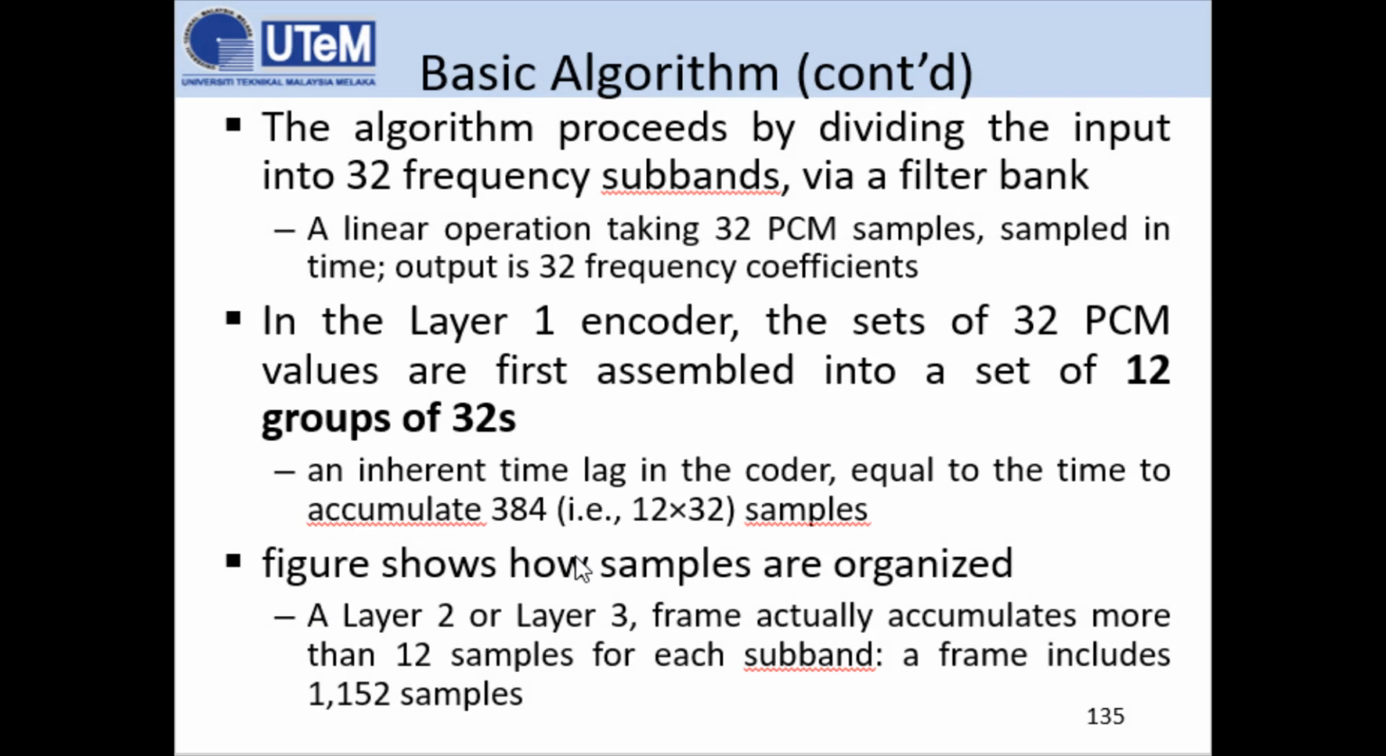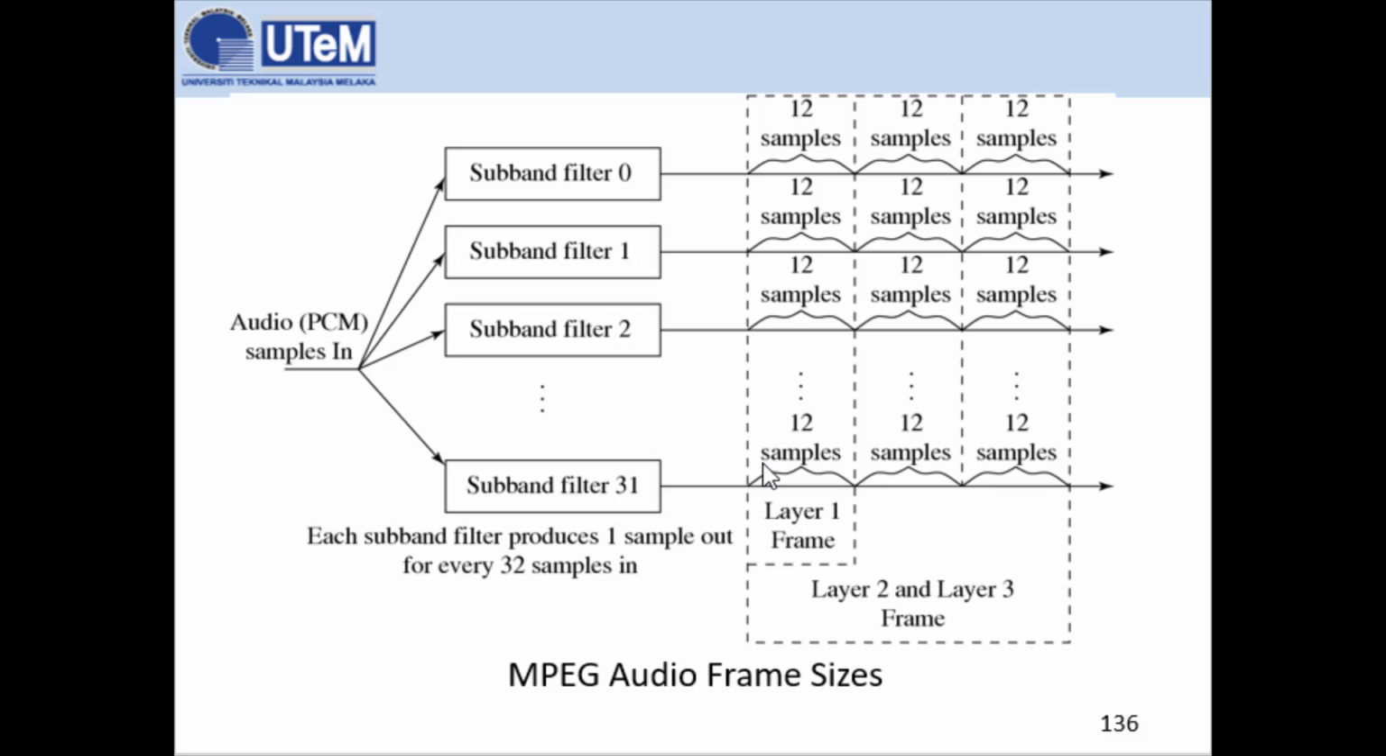So let's look at this figure. It shows the difference of the layer 1, layer 2, and layer 3 codec. This is how the audio PCM inputs are mapped into the frequency domain, by using the 32 subband filters. Here, 32 samples are input into each subband and produce one sample output according to the frequency subbands in each filter.